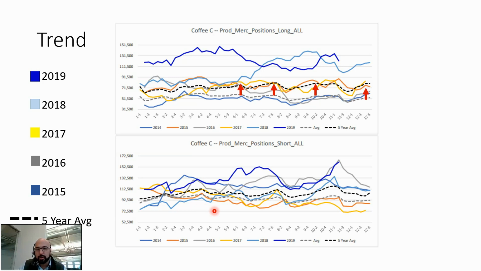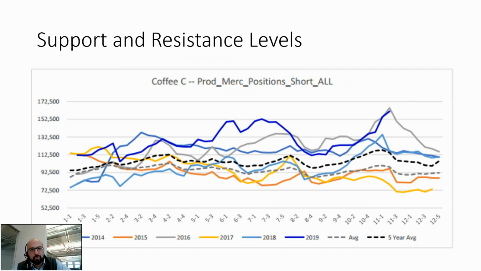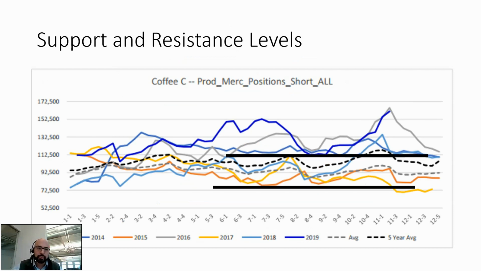Other trends are more micro and specific to an event. The commercial short might sell into a rally, or the specs might be unwinding a large short position. Looking at the directional changes on the chart will give an indication of if this is happening, and support and resistance levels will suggest where we might expect a turning point. Support and resistance levels exist because some positions are sticky. Let's look at support first.